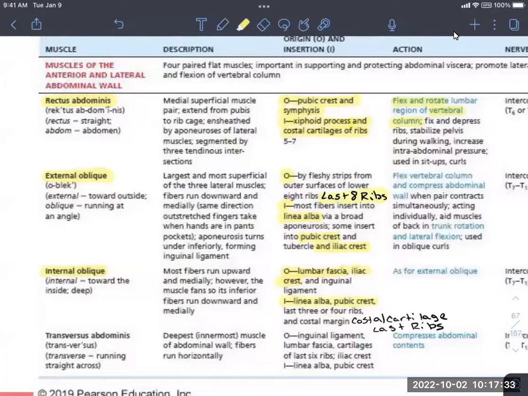Both internal and external obliques are going to flex and rotate the trunk. So they flex the vertebral column and they do trunk rotation. Both internal and external obliques are the same movement.